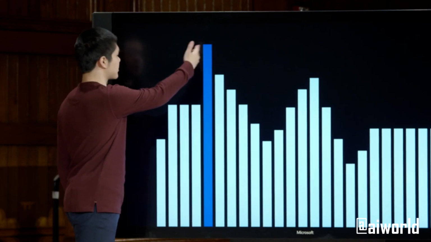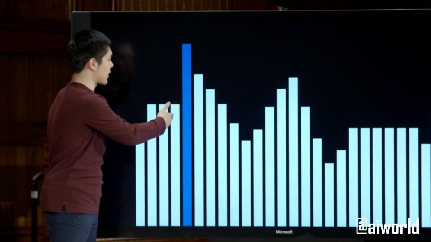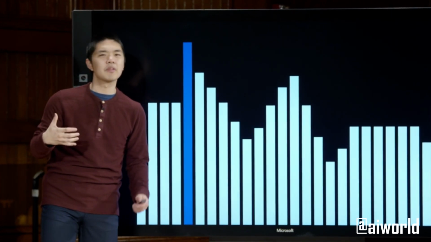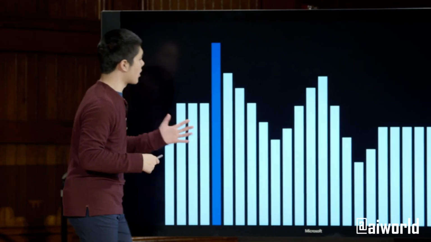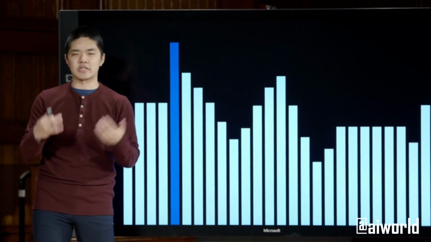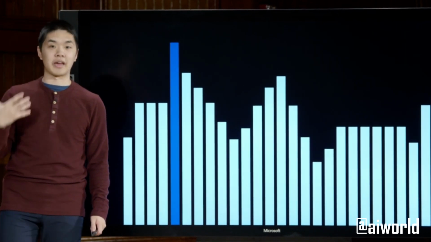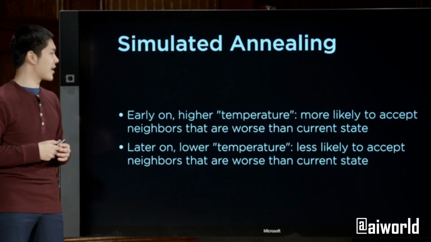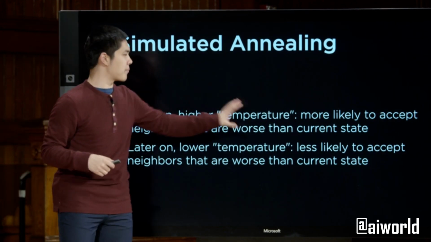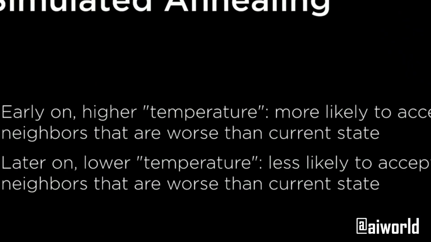Of course, once we get up to this global maximum, once we've done a whole lot of the searching, then we probably don't want to be moving to states that are worse than our current state. And so this is where this metaphor for annealing starts to come in, where we want to start making more random moves and over time start to make fewer of those random moves based on a particular temperature schedule. So the basic outline looks something like this. Early on in simulated annealing, we have a higher temperature state. And what we mean by a higher temperature state is that we are more likely to accept neighbors that are worse than our current state.